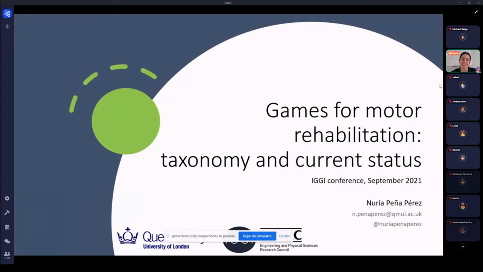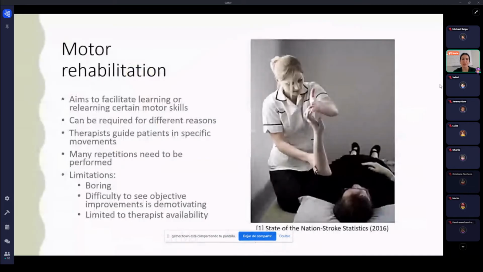So hi everyone, my name is Nuria and I'm based at Queen Mary. So for today I wanted to give an overview on the current status of games for motor rehabilitation. So motor rehabilitation aims to facilitate the relearning of certain motor skills that might have been lost due to different reasons, from a sports accident to a neurological disorder.